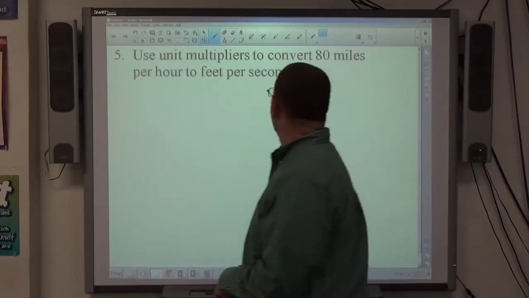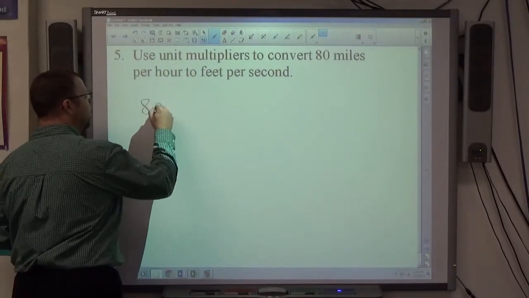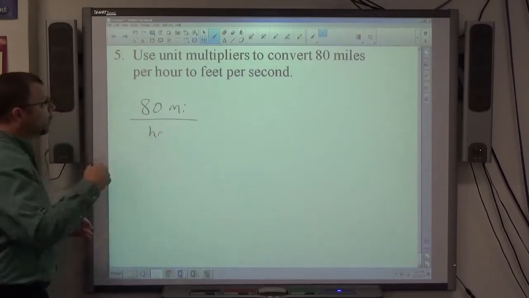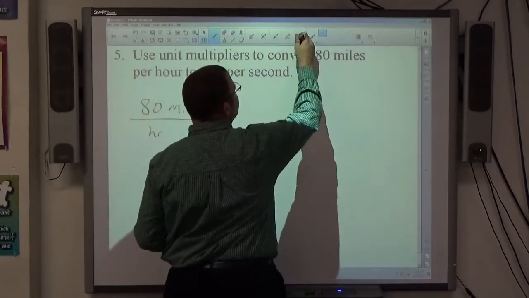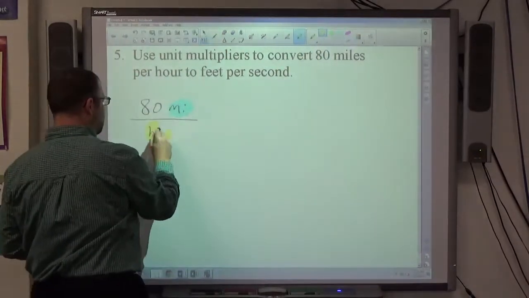Number 5, use unit multipliers to convert 80 miles per hour. So when you see 80 miles per hour, the per puts the hours on the bottom, 80 miles goes on top, and our job is to convert miles to feet, and we're supposed to convert hours to seconds.